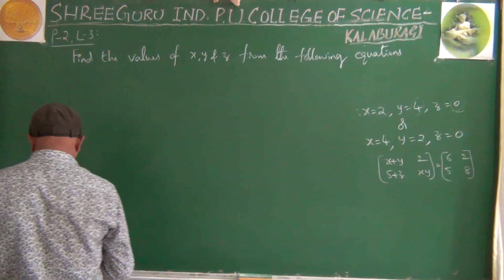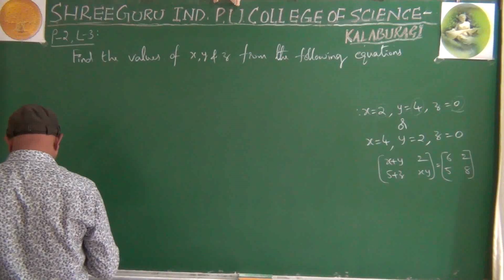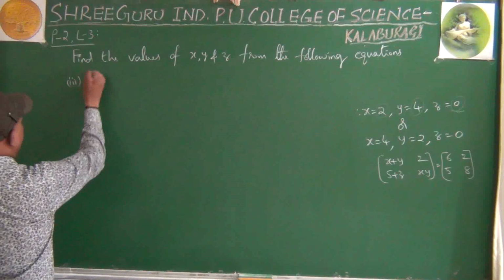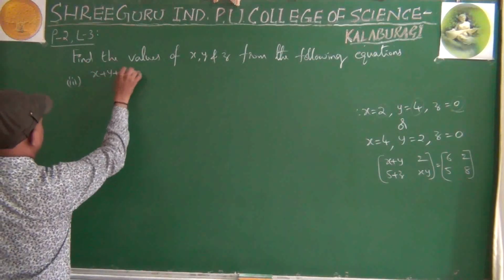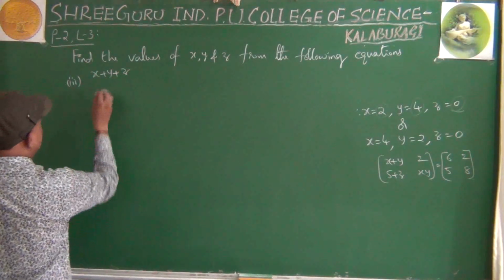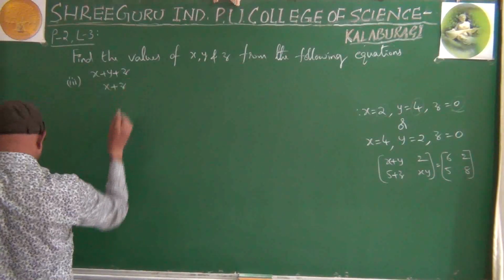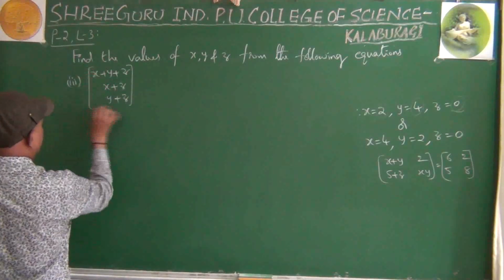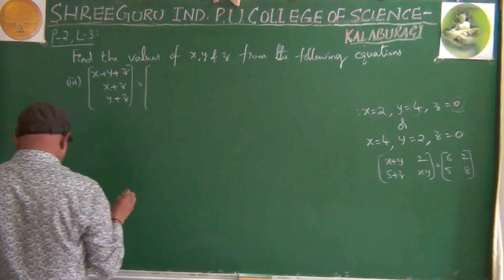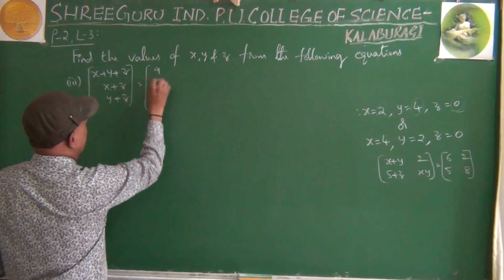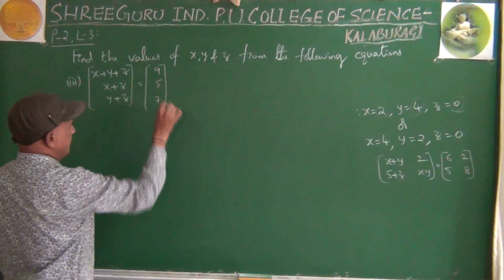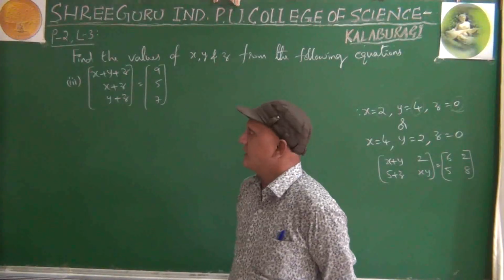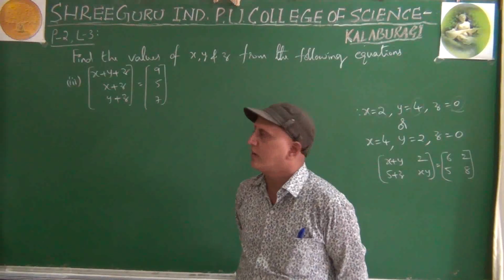Next question. Third sub question. x plus y plus z, x plus z, y plus z equals 957. Every time writing the order is not compulsory. I am just reminding the concept.